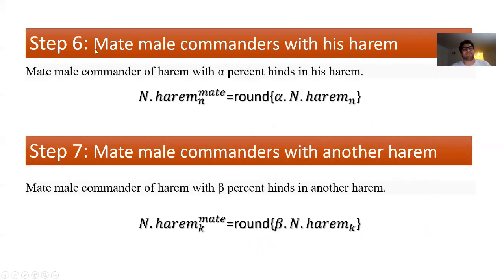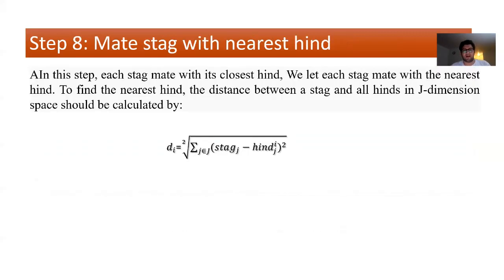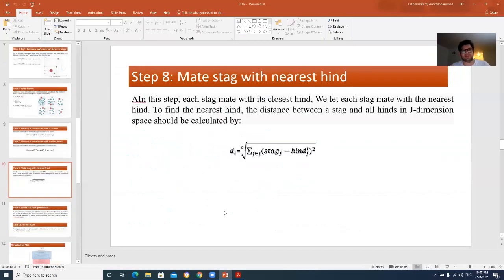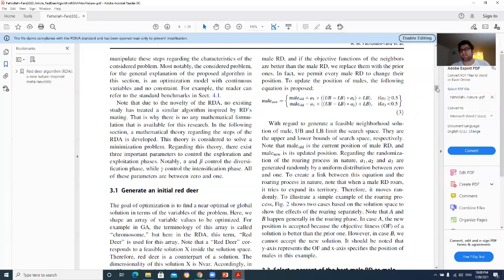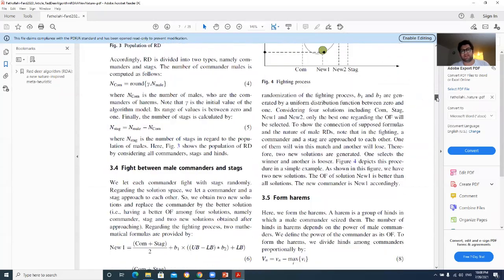Therefore, after this step, we have the mating process. In the mating process, the commander mates with a percentage of hinds in his harem. For example, an alpha percent, which means that we select an alpha number of hinds randomly, and then the mating is done. As for the formulation of this, I will show you in the paper.